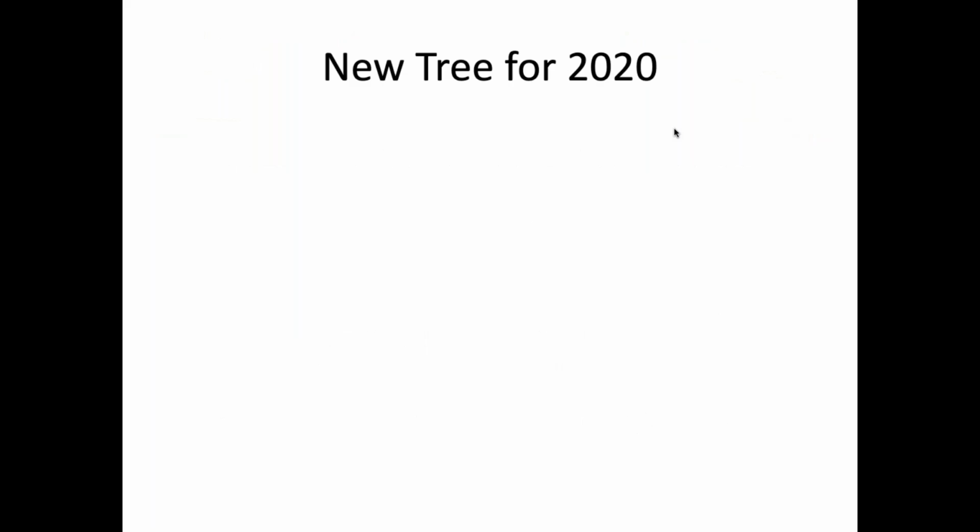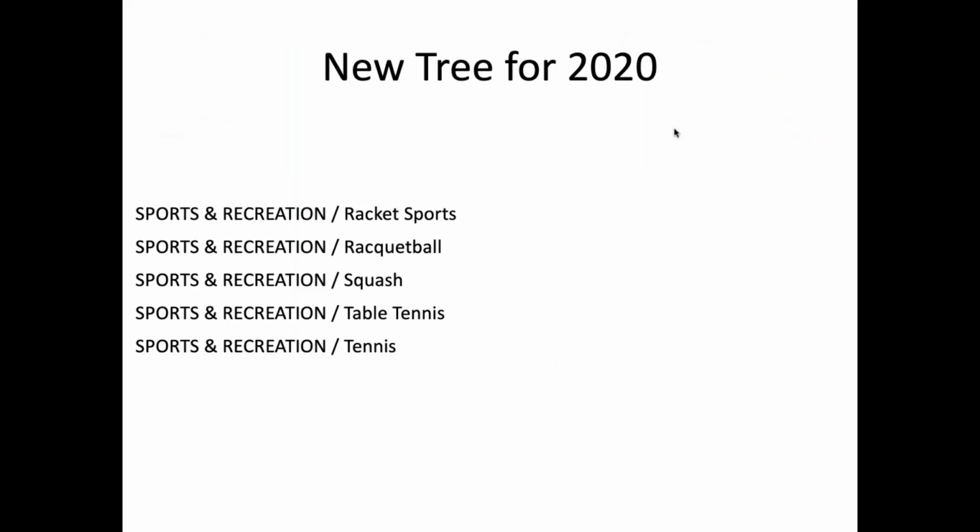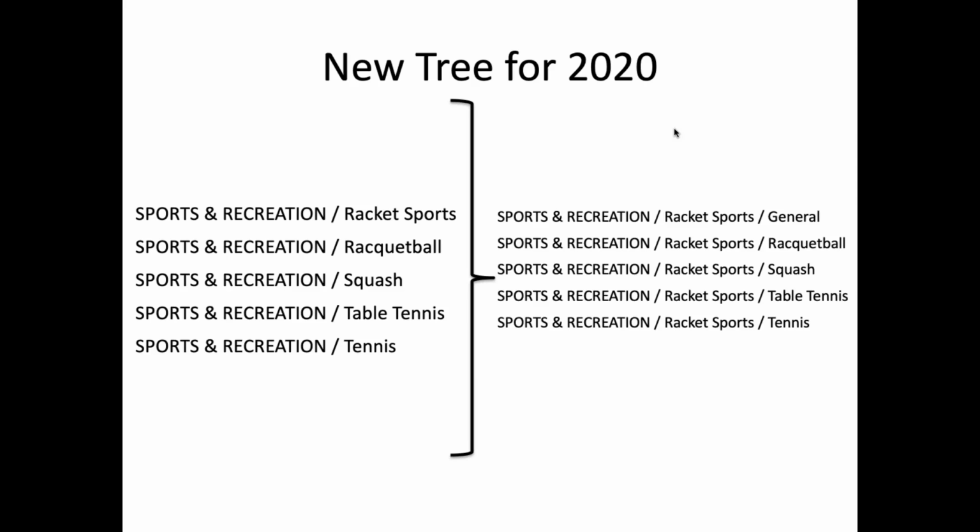So for 2020, here's a new tree that we made. We had all these sports and recreation headings: racket sports, racquetball, squash, table tennis, and tennis. And we took those and we created a tree for racket sports, and we moved all of those headings into the racket sports tree. So now if you were looking for one of those headings, you would start with racket sports and then look for something more specific.